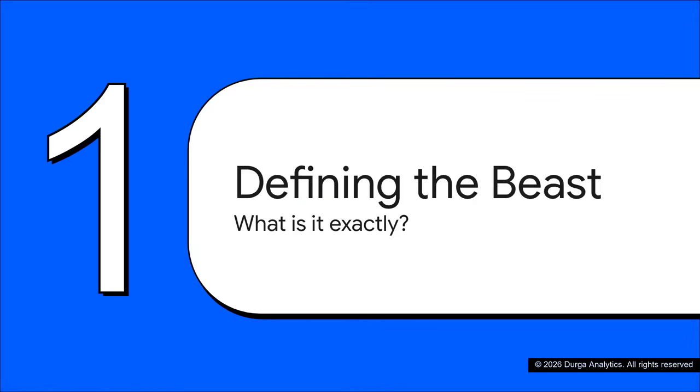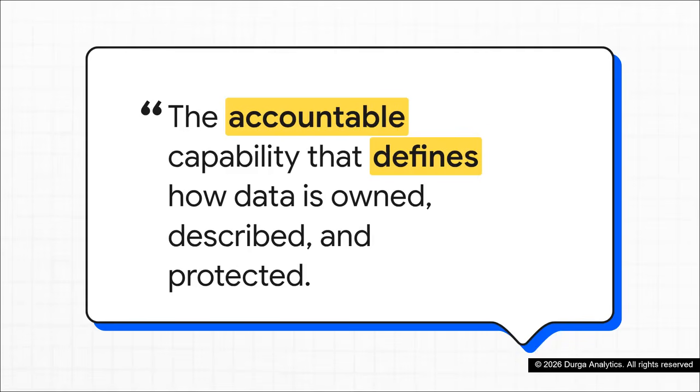Part 1. Defining the beast. What exactly is a governance program? Well, the absolute fastest way to sink a program is a vague mandate. If you go in and just say, hey, we need to govern our data better, you're essentially asking for a blank check with zero clear deliverables.